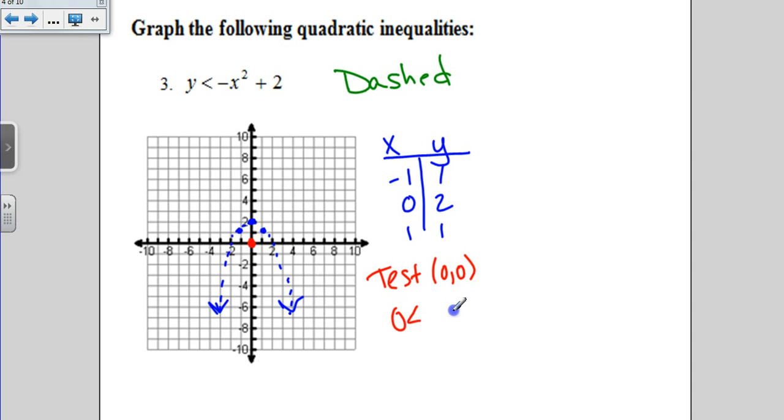Is 0 less than negative 0 squared, which is still going to be 0? So 0 less than 2, and yes it is. So this is part of the solution, the point 0, 0. So that's where I'm going to shade, underneath this parabola. Alright, moving along.